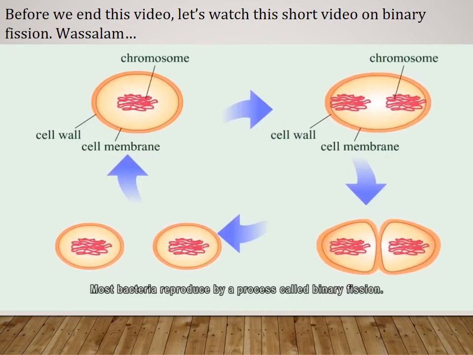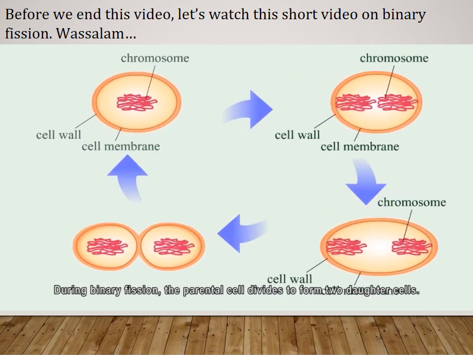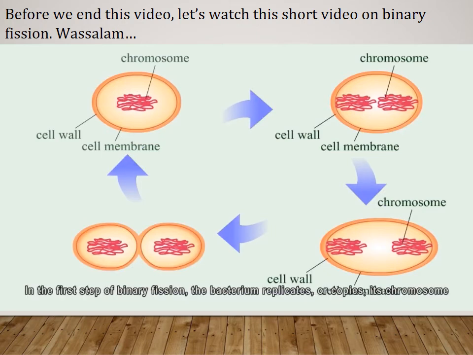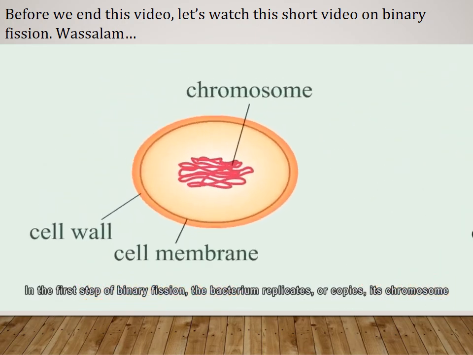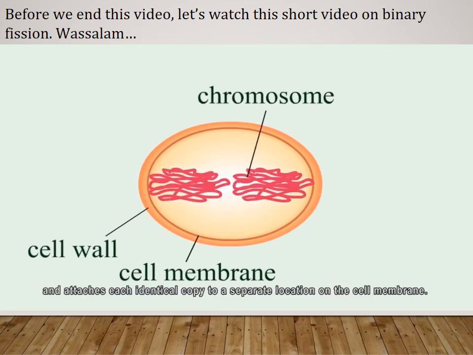Most bacteria reproduce by a process called binary fission. During binary fission, the parental cell divides to form two daughter cells. In the first step of binary fission, the bacterium replicates or copies its chromosome and attaches each identical copy to a separate location on the cell membrane.